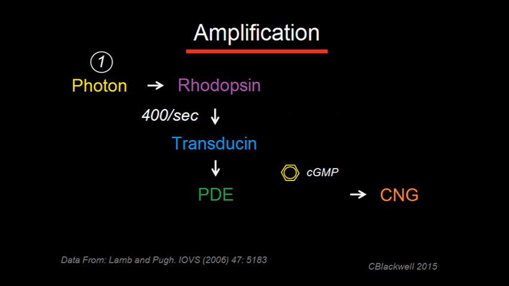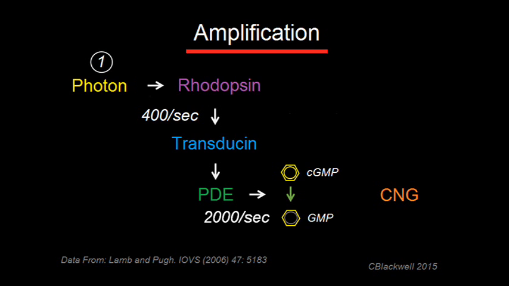Third, the G proteins then activate phosphodiesterases, 1 alpha subunit per 1 gamma subunit. PDE is a very efficient enzyme, hydrolyzing cyclic GMP at a very rapid rate, 2,000 or more per second. Fourth, the CNG channels close.